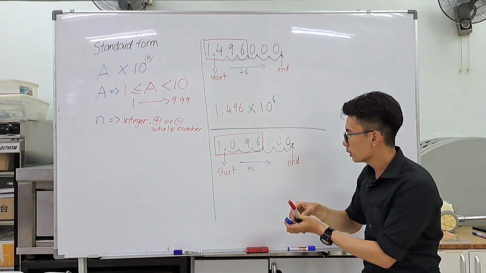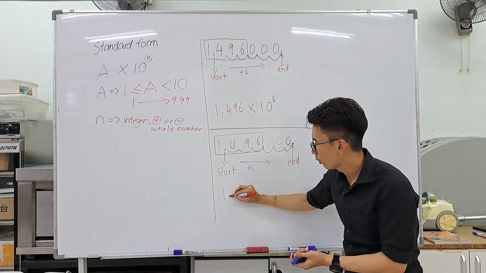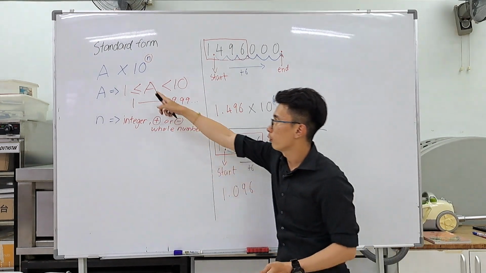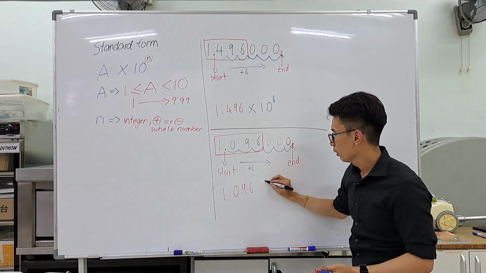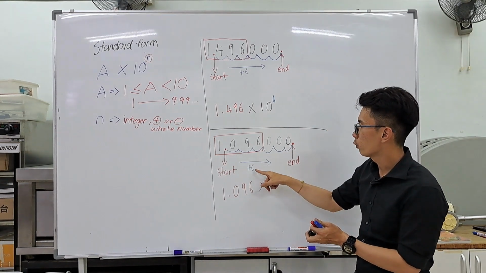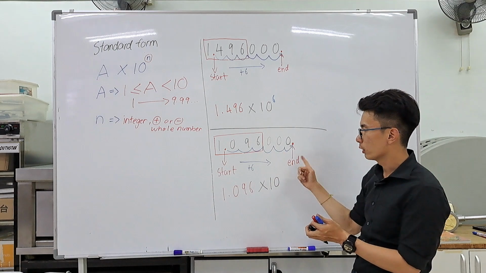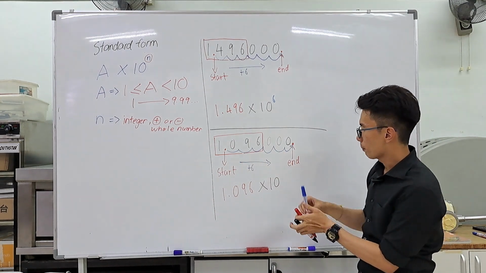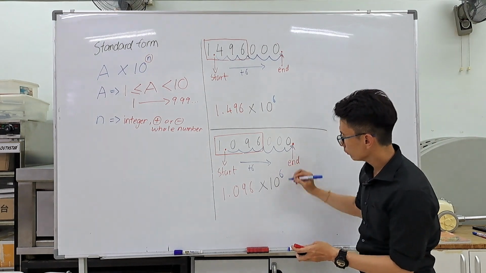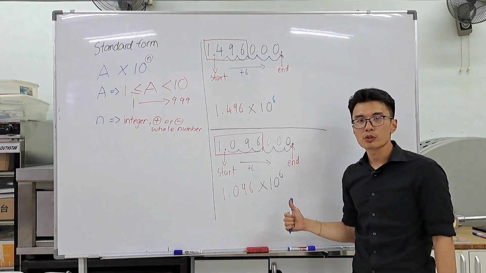My A over here will be 1.096. All right, and we follow the format of writing a standard form. Multiply by 10. And my power, since I am going from start to the right hand side, will be 6. Okay, so that's how we do standard form.